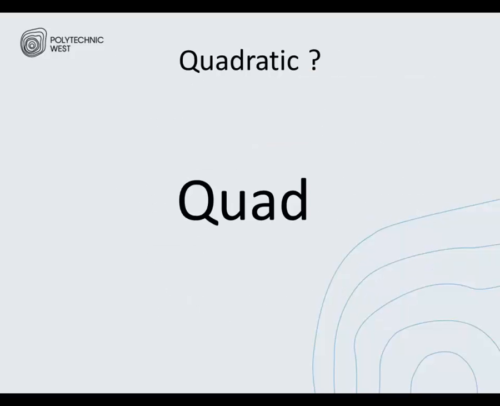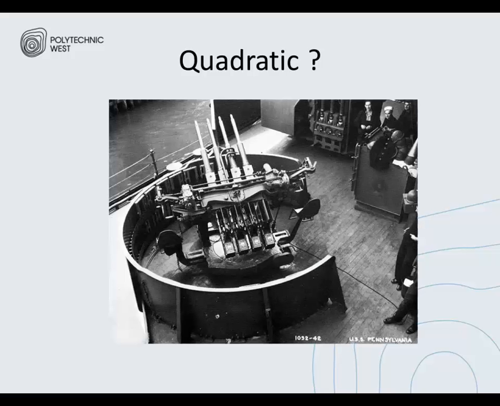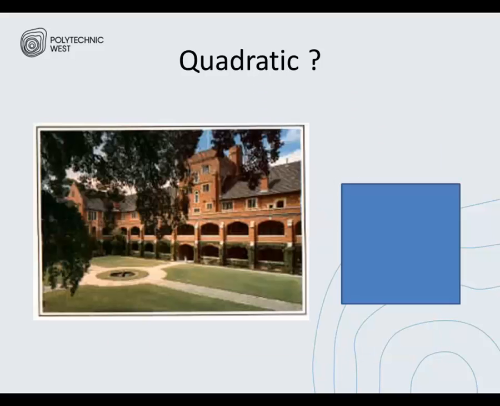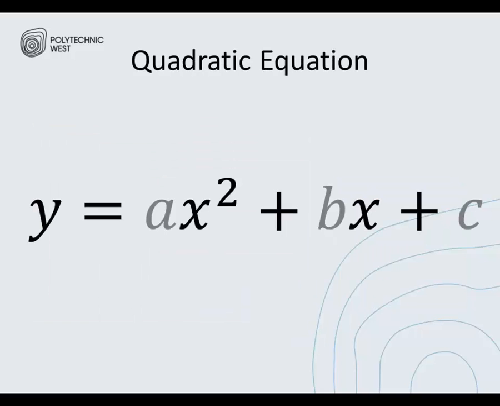Firstly, why quadratic? Quad makes you think of four things, like a quad gun or maybe a quad bike. But in fact, what you should be thinking of is quad as in a square. Quad means square. And the quadratic equation, this is the standard form, y equals ax squared plus bx plus c, has got a square in it. The highest power of x is a square. So it's called a quadratic equation.